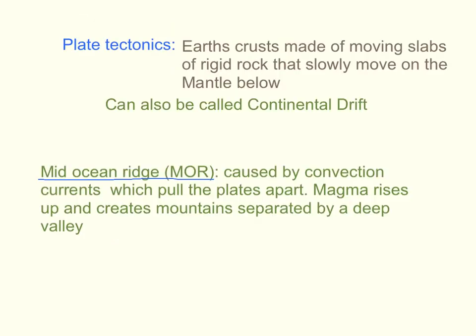This slide is showing some definitions that we may have already talked about or are just about to talk about. So the first one is plate tectonics. We just talked about plate tectonics. We just saw how it works. So it's the Earth's crust is made of moving slabs of rigid rock that slowly move on the mantle below. So this can also be called continental drift. We can use those terms pretty interchangeably.